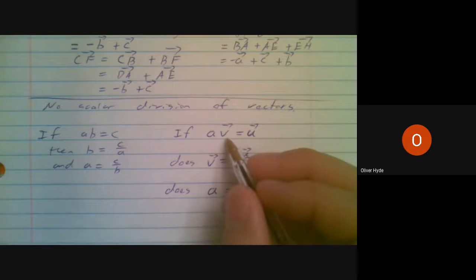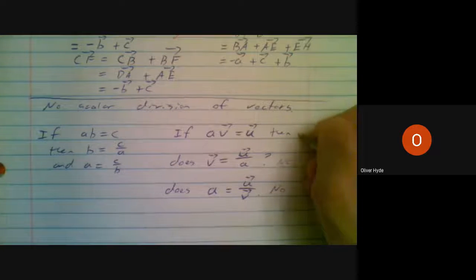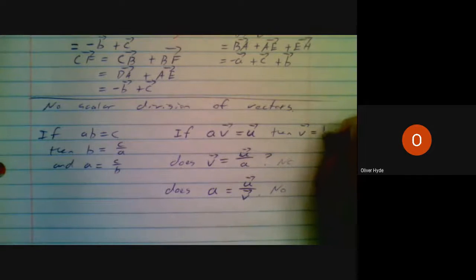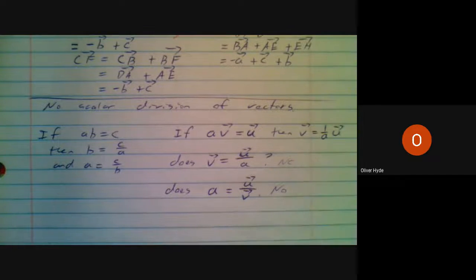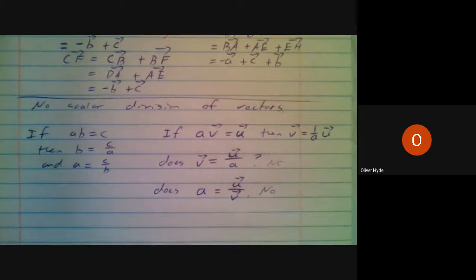If aV is equal to U, then what we can write in this course is that V is a scalar multiple of the reciprocal of a, of the vector U. That's acceptable. We only have scalar multiplication of vectors, no scalar division.